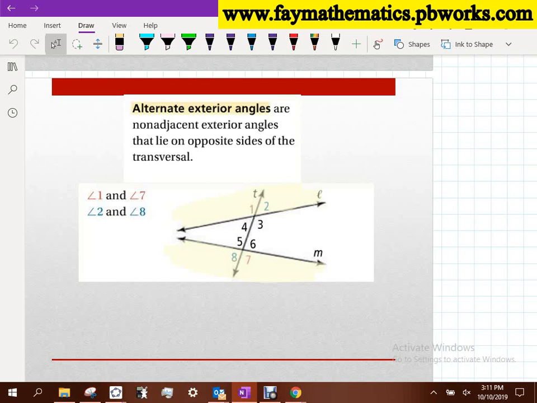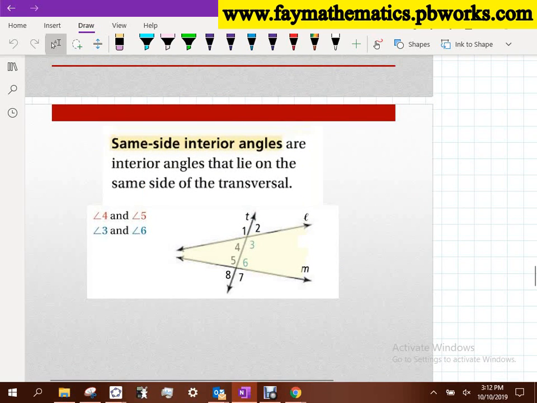Now the purpose of us being able to identify these angles is that eventually we're going to force a condition on lines L and M. We're going to force lines L and M to be parallel. And then when they're parallel, something really neat happens with angles 1 and 7, something neat happens with 2 and 8, something neat happens with 3 and 5 and 4 and 6.